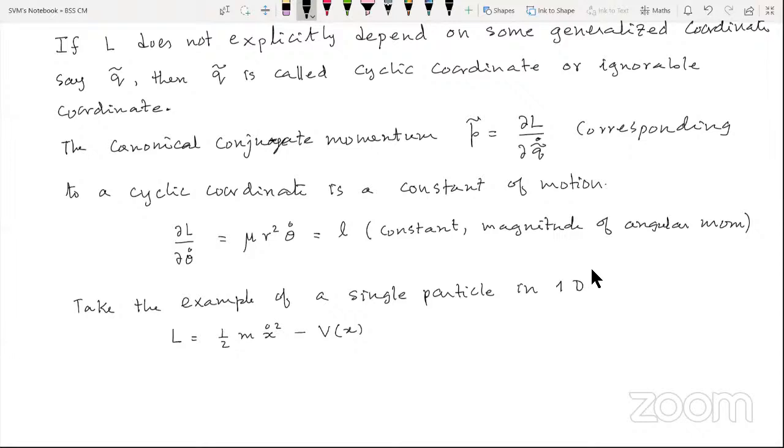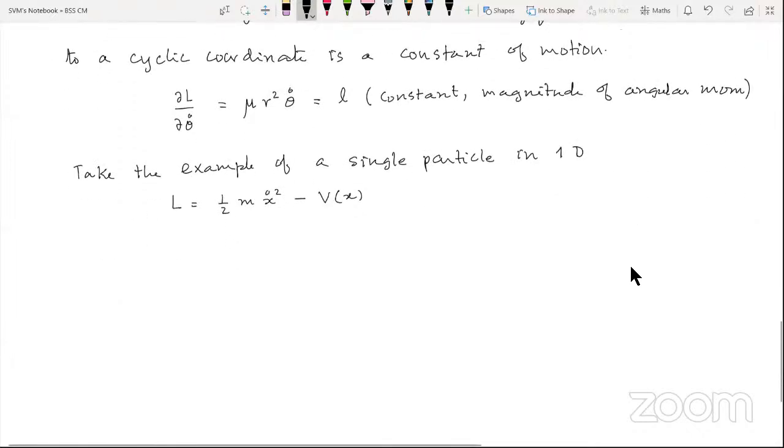Now suppose I ask, what is Lagrange's equation of motion? Del L del x is given as minus del V del x, and del L del x dot is given by m x dot. But what is m x dot? m x dot is p, mass times velocity. And then d by dt of del L del x dot is equal to p dot.